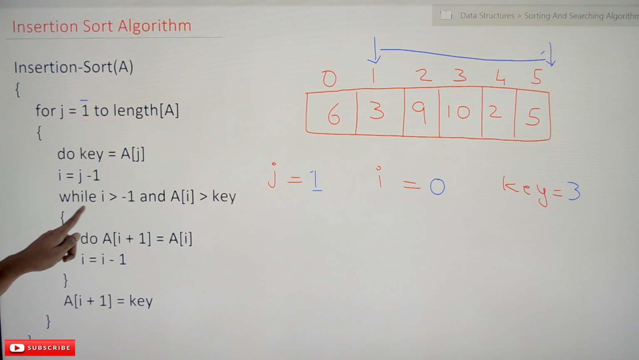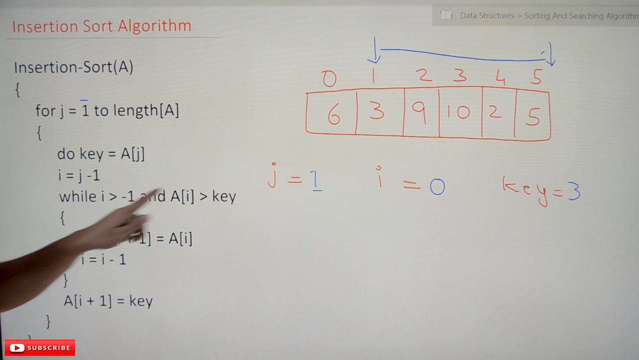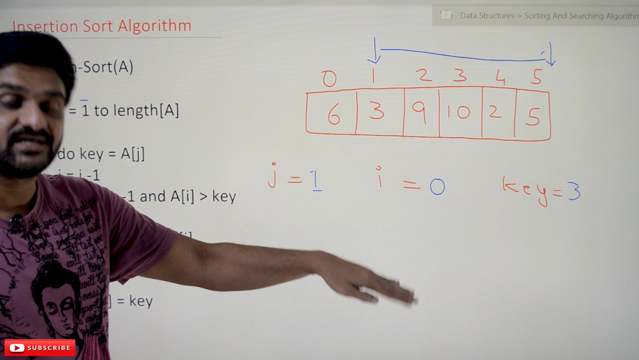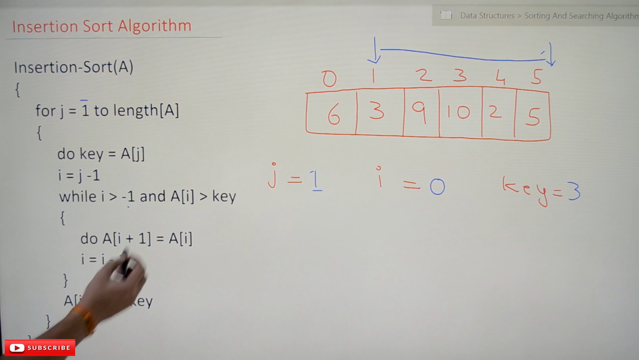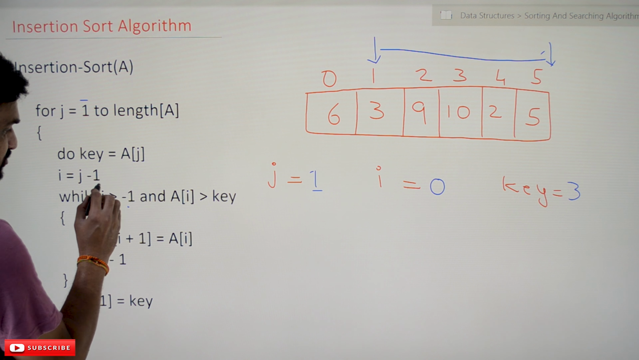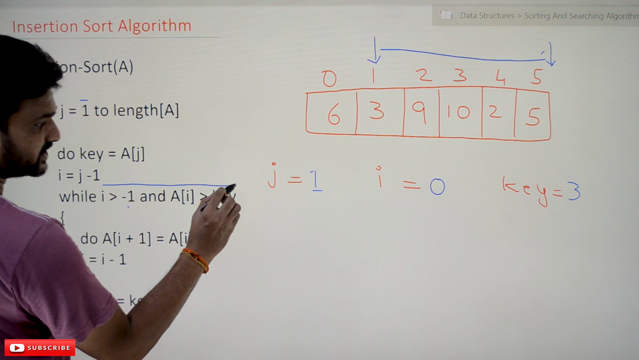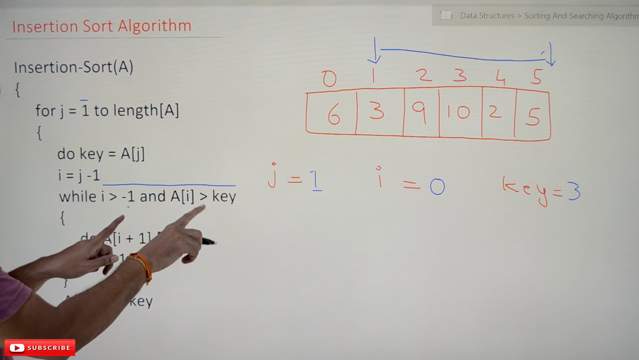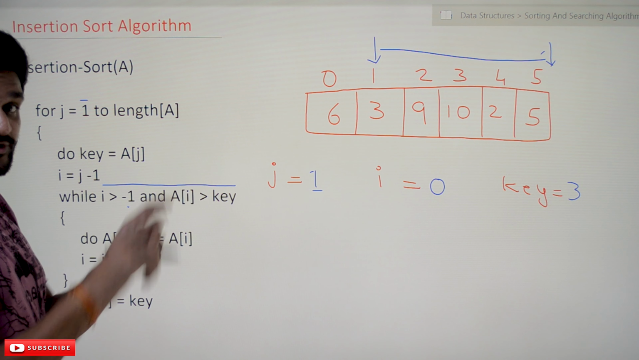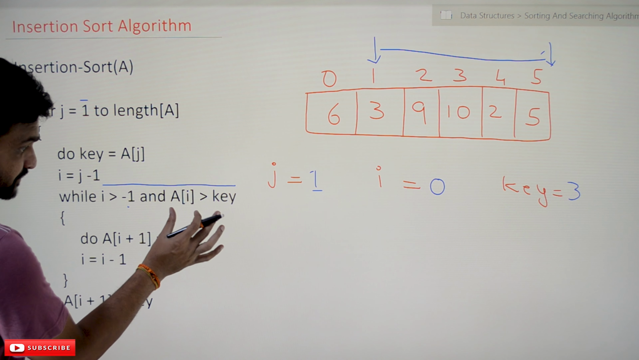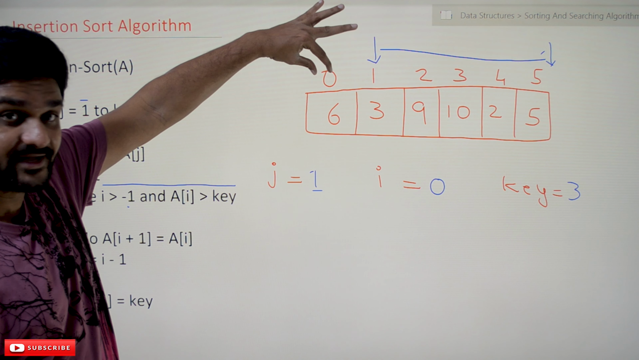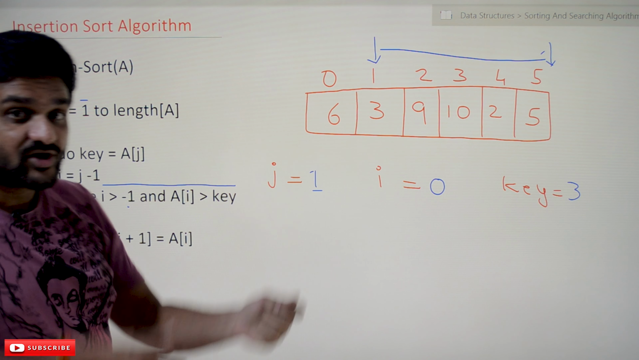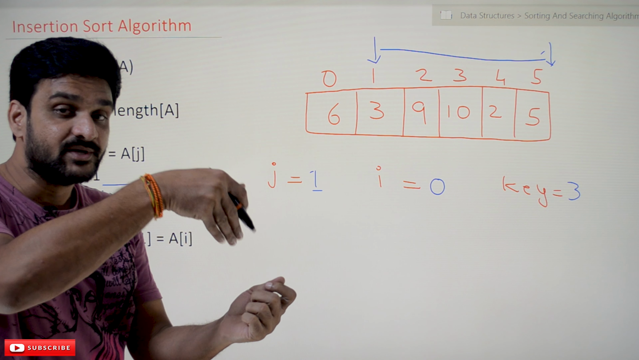Now the next step is while i greater than minus 1. Is i greater than minus 1? Yes, it is true. This logic is very, very important. The concepts related to logic we have clearly understood in our previous video. And a of i greater than key. A of i means the elements in the hand, and the elements in the hand are compared with the key element.